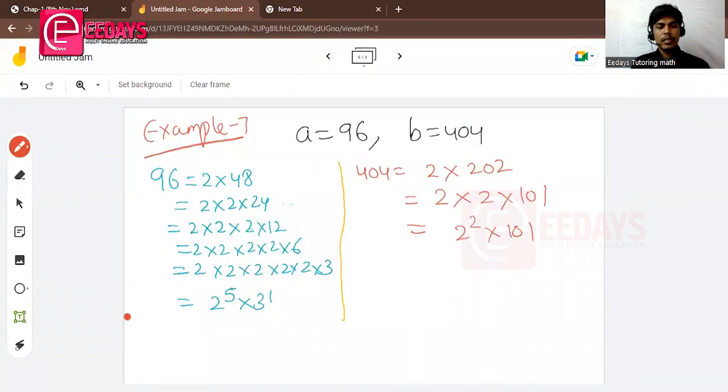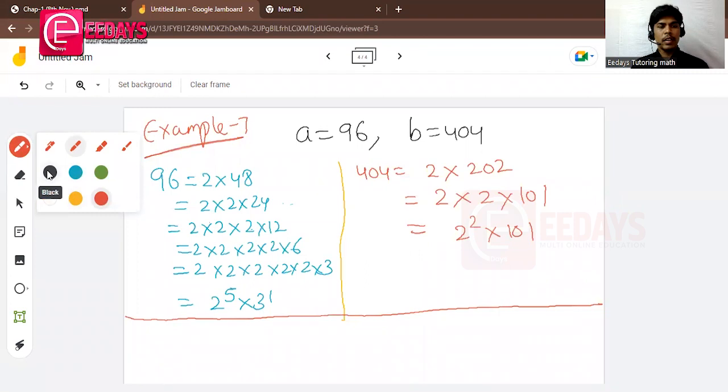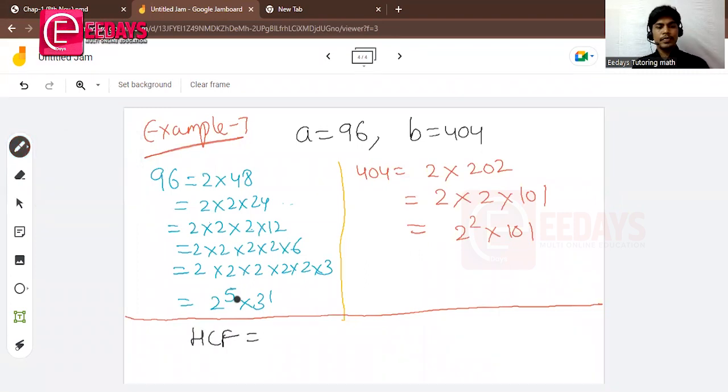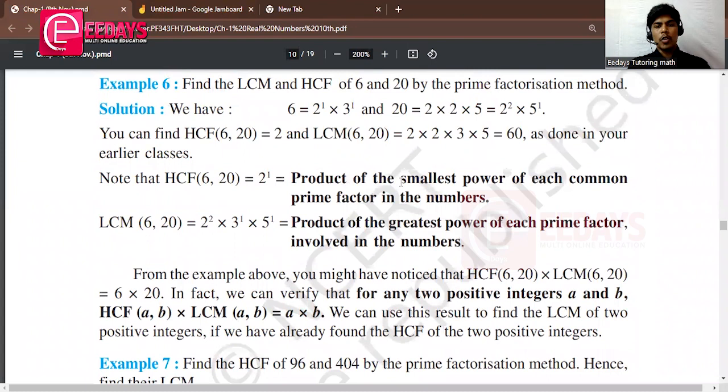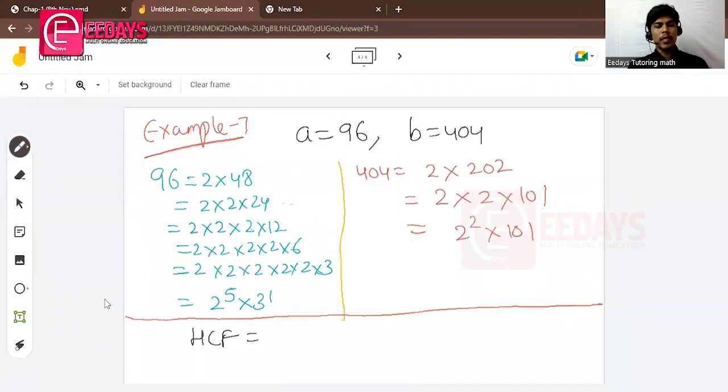Now let's find HCF and LCM. First, we need to find HCF, then we'll look at the LCM. HCF is nothing but, what we learned about HCF, we take the smallest power of what is common in both numbers. Observe carefully. 2 square is there in both numbers, that's why you can take 2 square as the common. Here 3 is there, but in the other it is not. Here 101 is there, but in the other it is not. That's why we can't take those as common. Only 2 square is common. Now we got HCF is 4, since 2 square is nothing but 4.